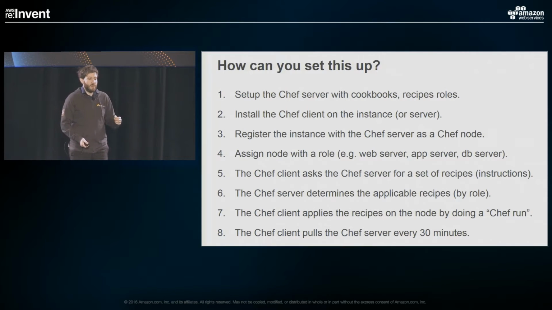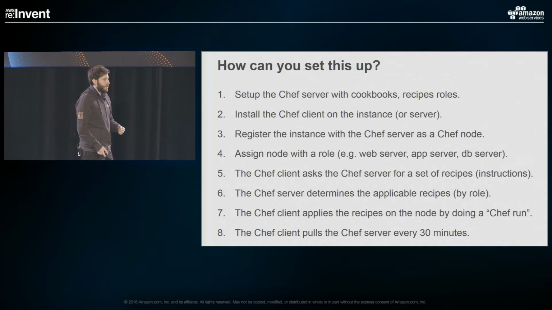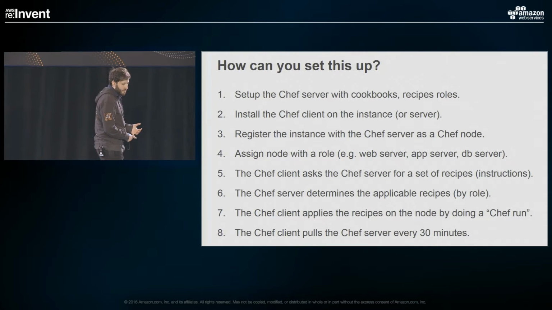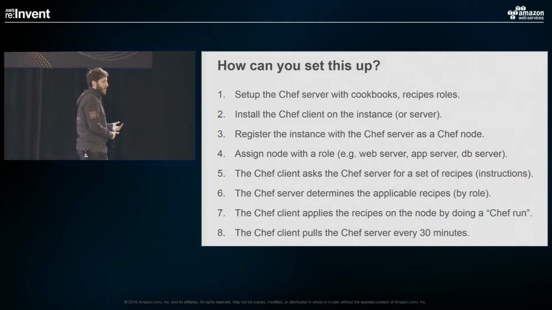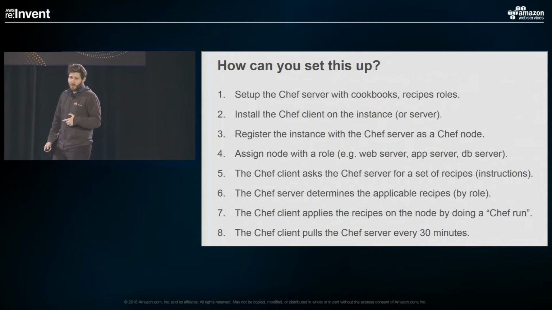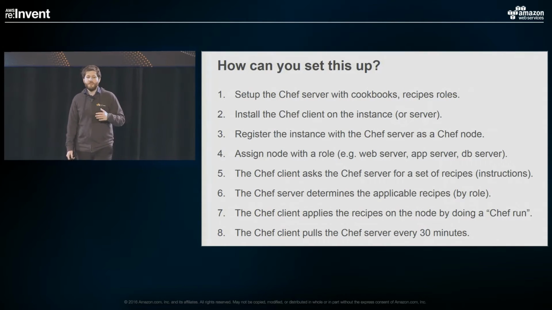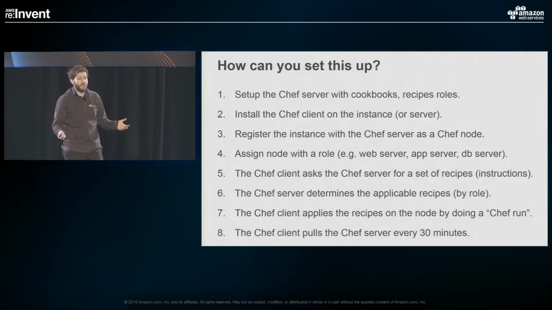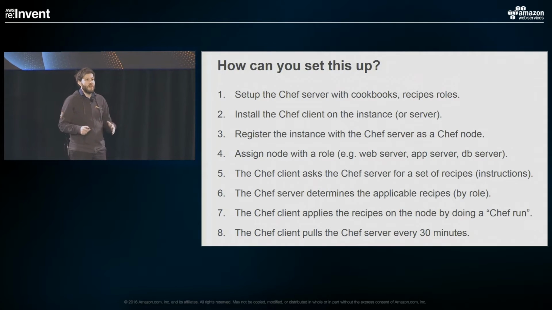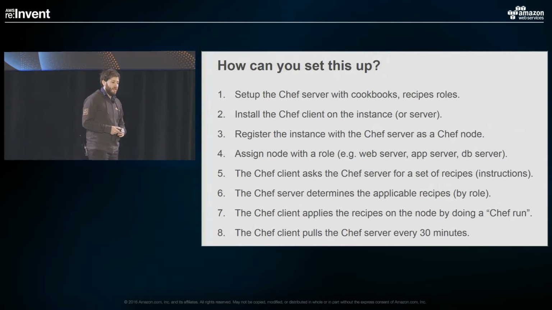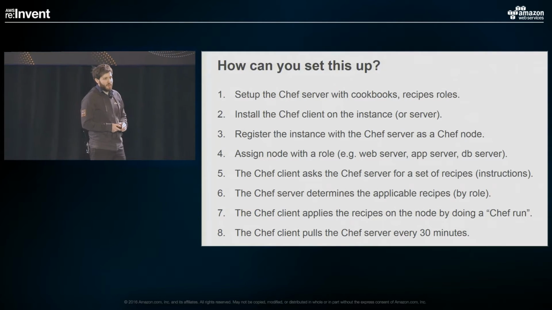And I'm going to assign the node with a role during this process: a web server role, a database role, an app server role. Then the Chef client that is installed in the instance or server is going to ask the Chef Automate server for a specific set of recipes or configuration instructions. The server will then determine the applicable recipes based on the specific role that is assigned to that node. And then the Chef client will apply those recipes in a very specific order, doing something called a Chef run.